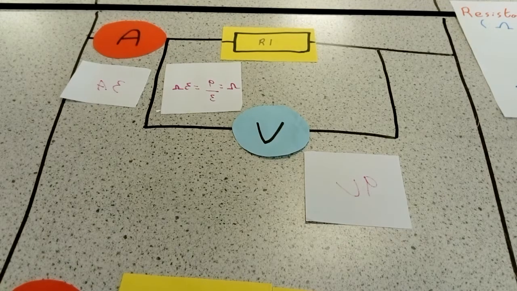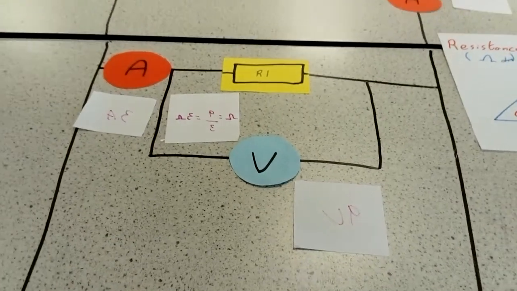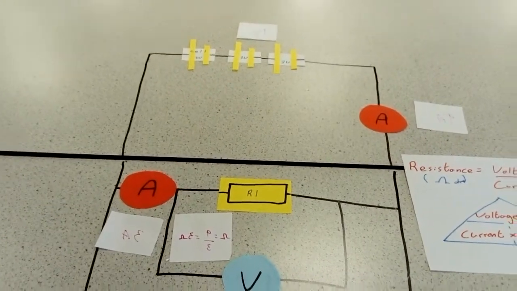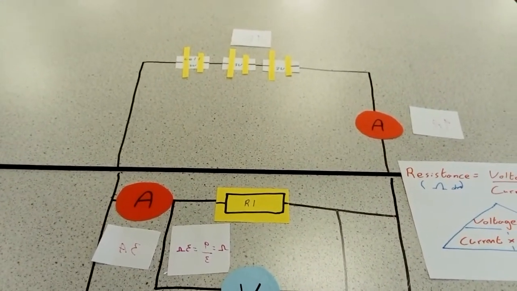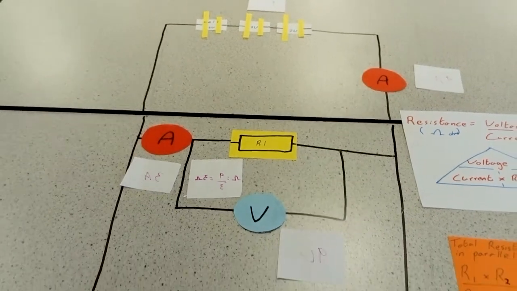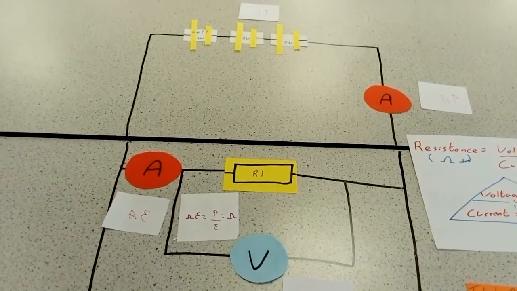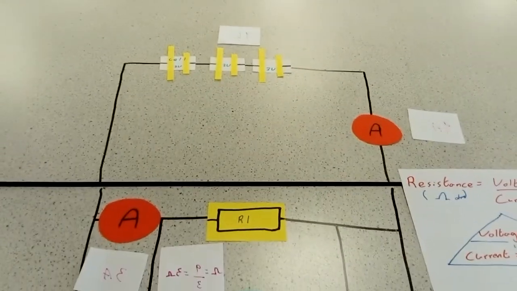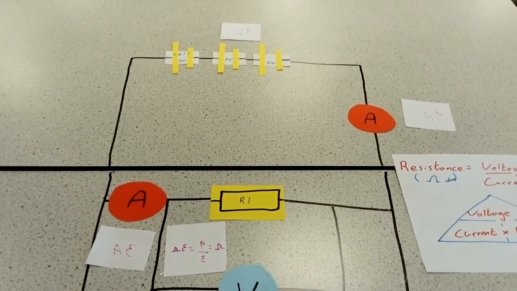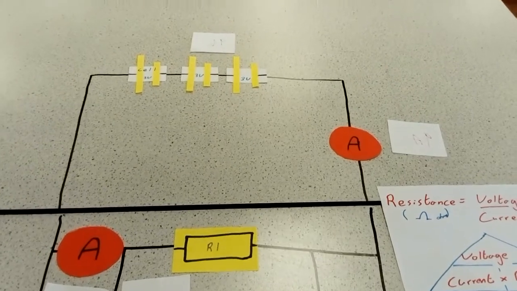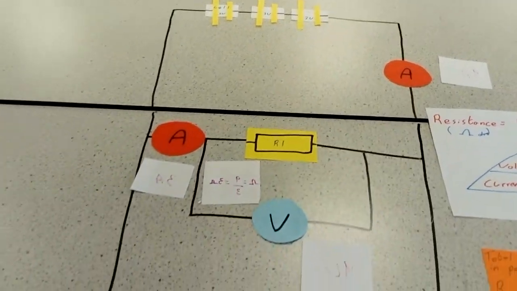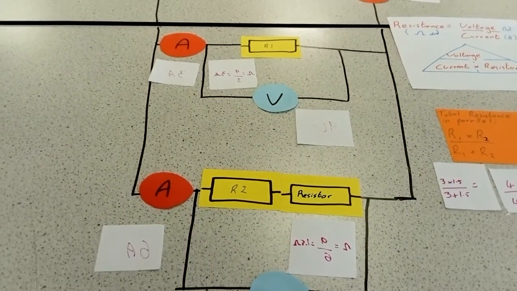When looking at parallel circuits, there are a few key features that we need to be aware of. For a start, all of the components are in parallel to each other. The voltage within our circuit remains constant. However, the current, so the amps, is split over the components.